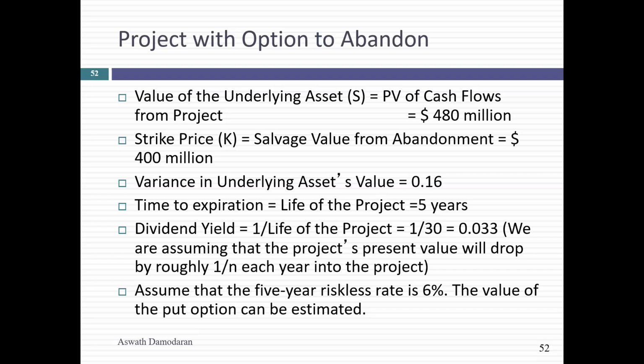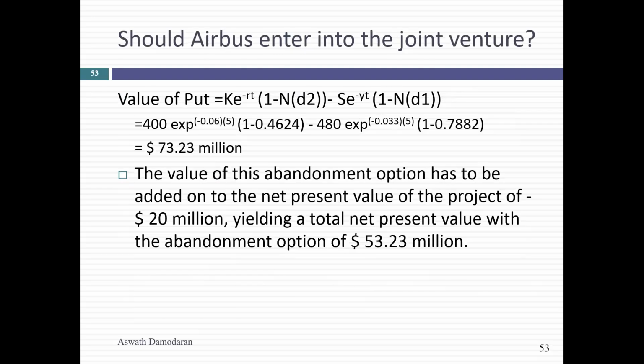Incidentally, this is a finite life project. So each year that you wait, remember the present value is going to get less, 29 years, 28 years. And here, because I know what the cash flows are, I compute that 1/30th each year that I wait is the cost. So that becomes the dividend yield. And here it's going to push up the value of the option. I plug the numbers in. I come up with the value for the put option of 73.23 million.